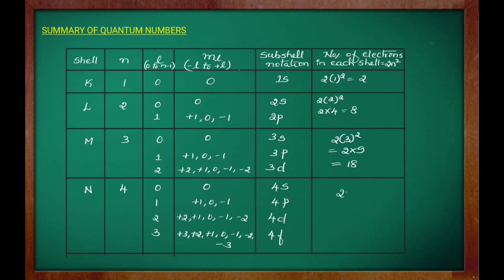The total number of electrons is given by 2n square. n is 4, so it is 2 into 4 square, which is 2 into 16, and the total number of electrons is 32. So, this table summarizes the values for the different quantum numbers belonging to the K, L, M and N shells. In the same way, we can continue for the other shells also.